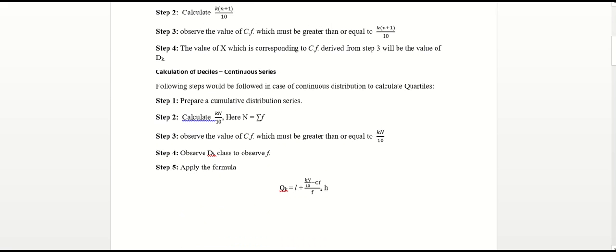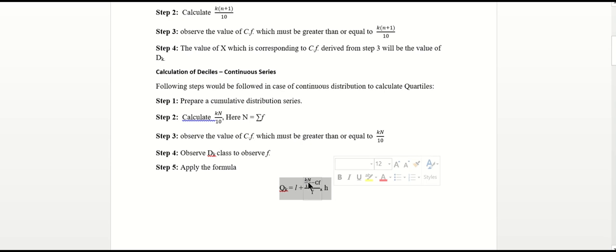Then there is continuous series. Here instead of k into (n plus 1), the formula becomes kn by 10. So this would also remain same. First we will calculate CF. Then from CF we will try to find the decile class, and then finally we will apply this formula. If you see, this formula is same as median, right? Since for median we apply the same formula, there is no change in formula.